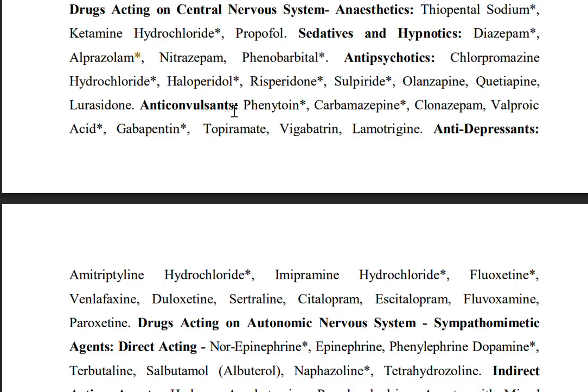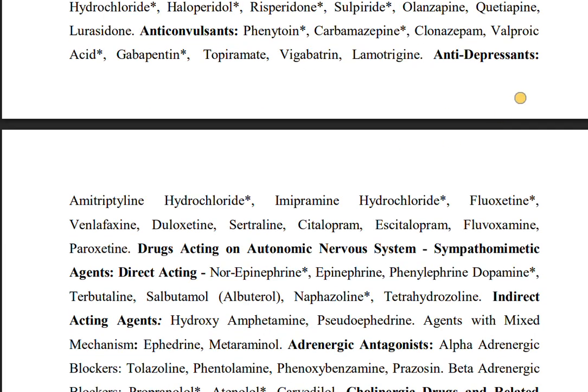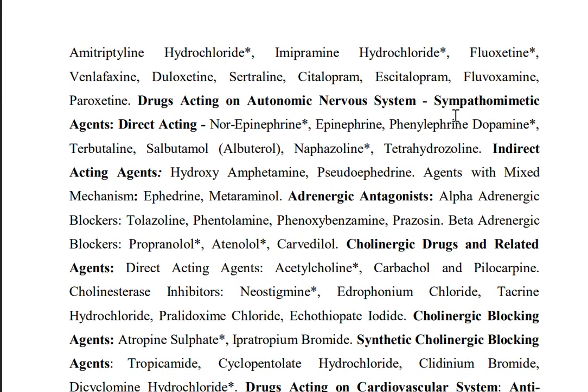Moving on to the next topic, anticonvulsants: phenytoin, carbamazepine, clonazepam, valproic acid, gabapentin, topiramate, vigabatrin, lamotrigine, and so on. Then antidepressants, and drugs acting on the autonomic system. Sympathomimetic drugs such as epinephrine, phenylephrine, dopamine, and also adrenergic antagonists such as alpha adrenergic blockers: tolazoline, phentolamine, phenoxybenzamine, prazosin.